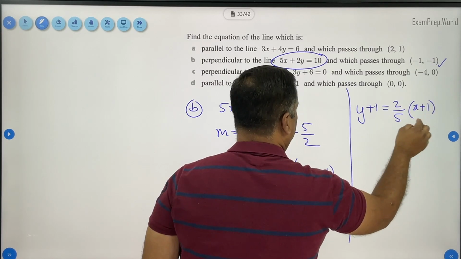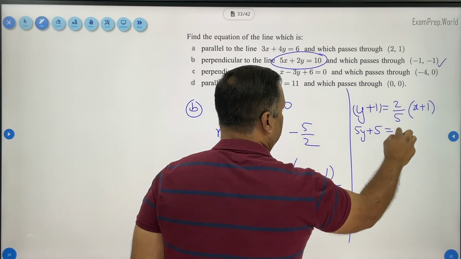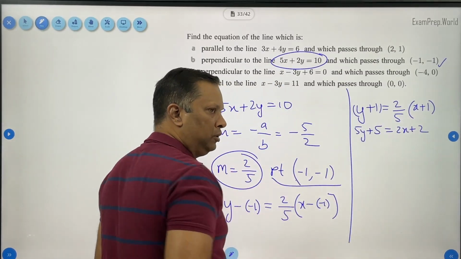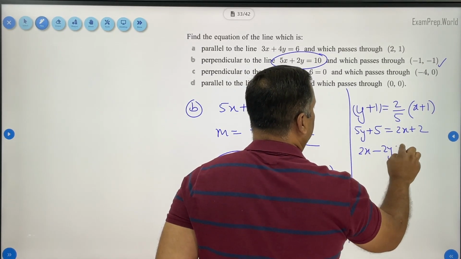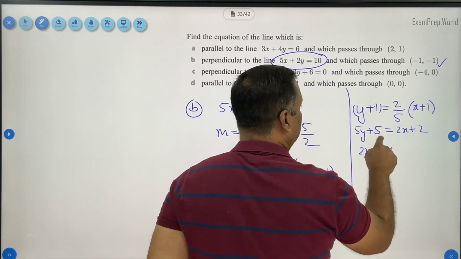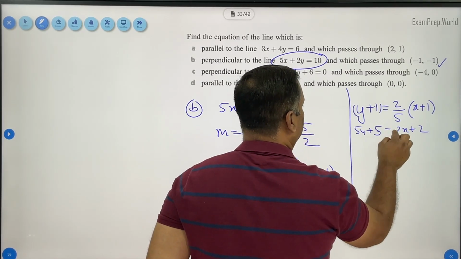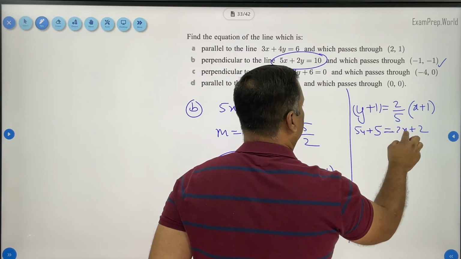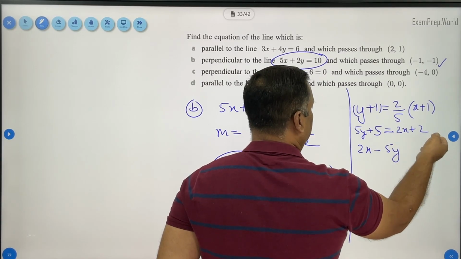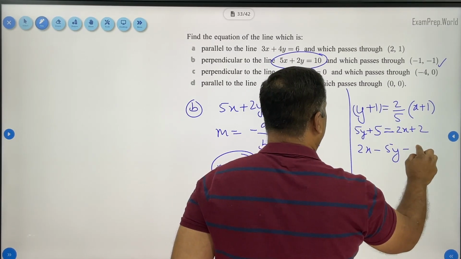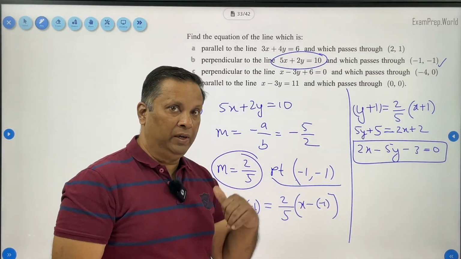times x plus 1. Multiply 5 with this thing, it becomes 5y plus 5 equals 2x plus 2. Go on the right side. 2x minus 5y, and the 5 also goes there, becomes minus 5, so minus 3 equal to 0. So this is the equation of the required line.